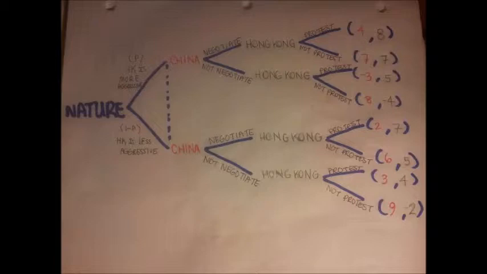If China negotiates and Hong Kong does not protest, then China will get 6 and Hong Kong will get 5, because if China negotiates, again, they have to compromise, and now they don't have to worry about protests inciting mainlanders.